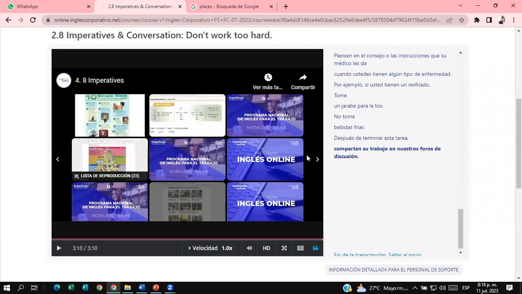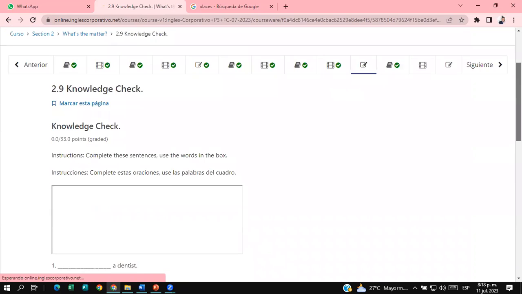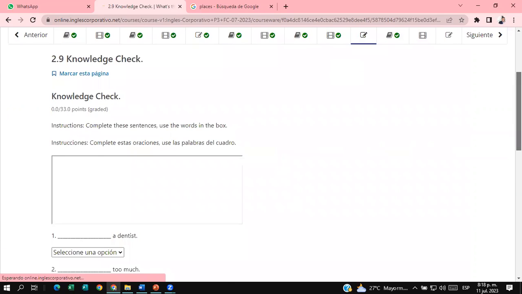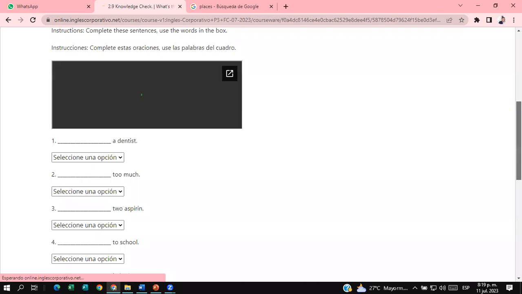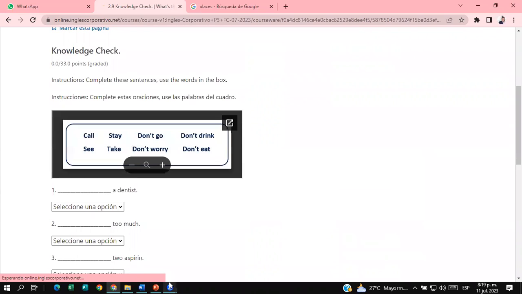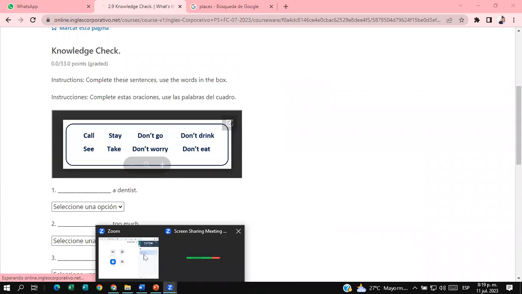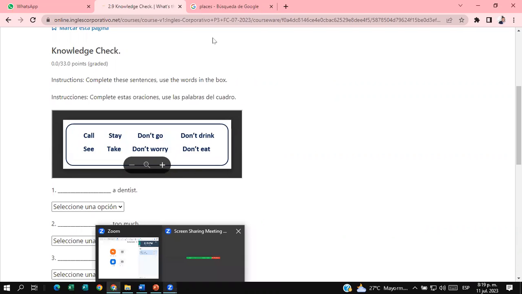Okay, let's continue with the platform. There you have a knowledge check. It says, instructions, complete these sentences, use the words in the box. Instructions, okay? Let's see, I want to share a screenshot I took because we're going to practice a little bit.